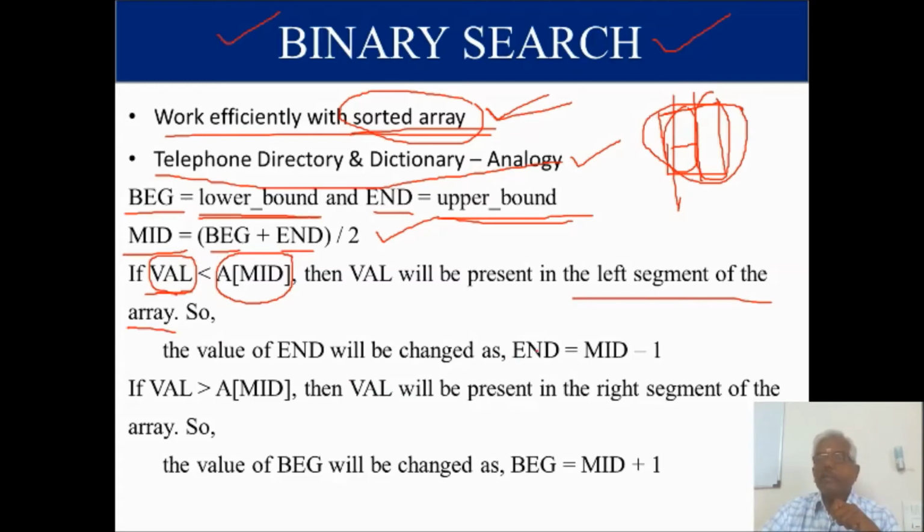How do we go for the left segment? You just imagine this is the array, this is the lowest index value, this is the highest index value. What is the mid index value? 0 plus 5 divided by 2, which is 2.5. So we go for 2. So this is my mid position.